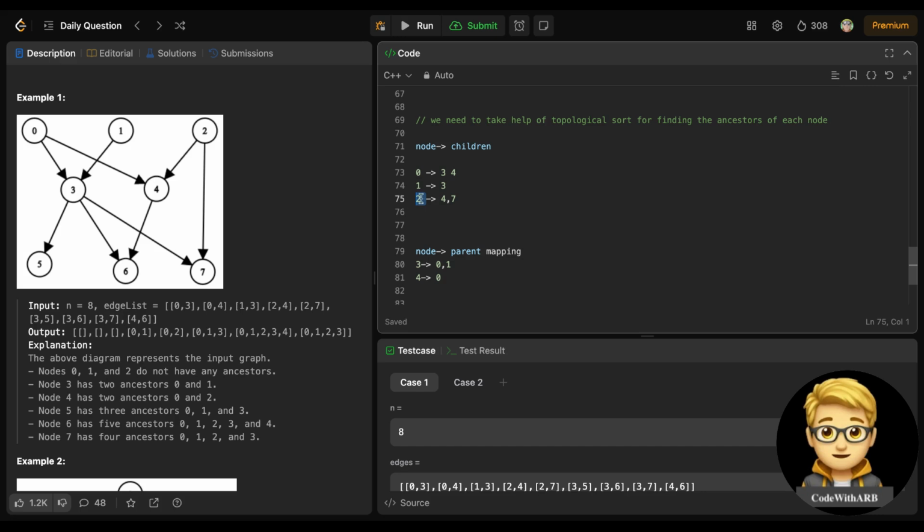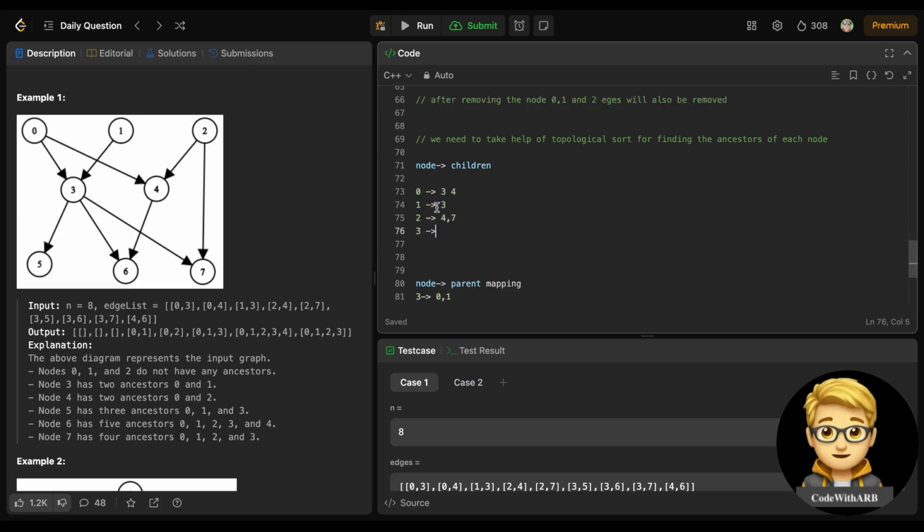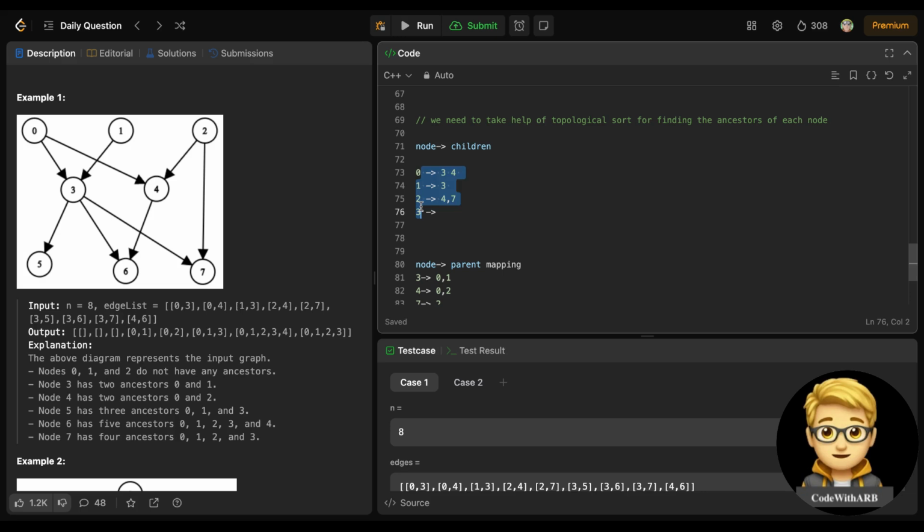So we again go to 2, and its children are 4 and 7. So the parent of 4 will be 2, and the parent of 7 will also be 2. We will again check for 2 whether 2 has a parent or not. So if you see, we haven't got any parent for 2 right now, right? Now we move to the 3 part, because this will be arranged in this order: 0, 1, 2, 3, 4, 5, 6, 7, right? So we will move in this order over the nodes, so we will check in this order only, right? So 0, 1 and 2 are done, now 3 will come, right?